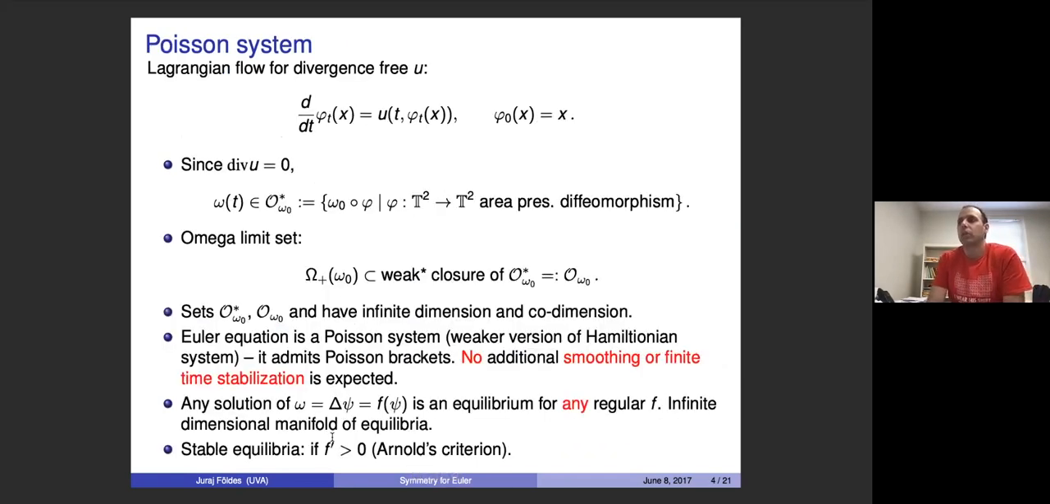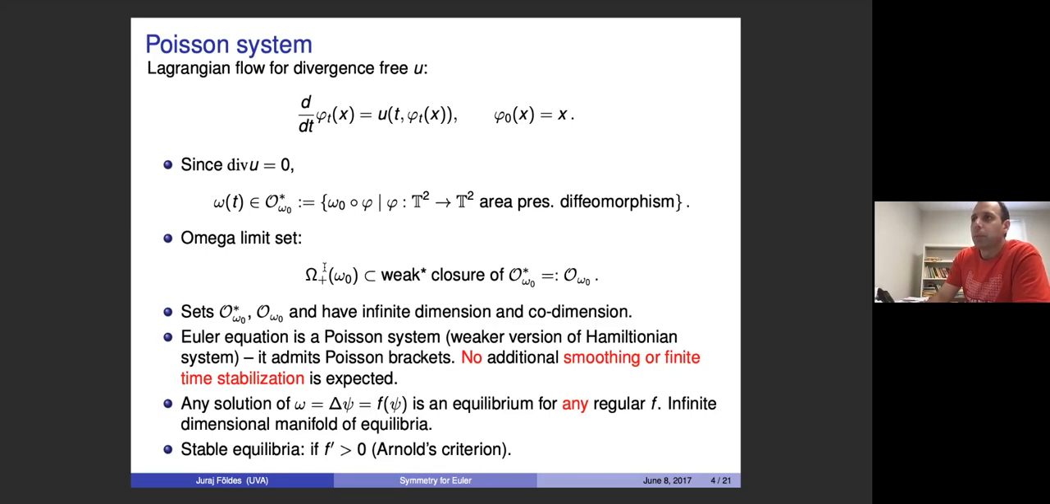All right, so what can we say about these omega limit sets, or in general about the solutions? First of all, we know that we have this Lagrangian flow and u is divergence free. Since u is divergence free, we can view the solution simply as the composition of our initial condition with phi, where phi is an area preserving diffeomorphism. That follows from the fact that the divergence of u is equal to zero. We just simply solve the equation and see that this is what it is.